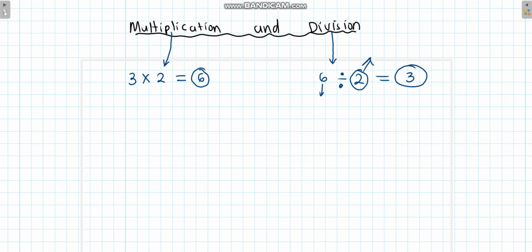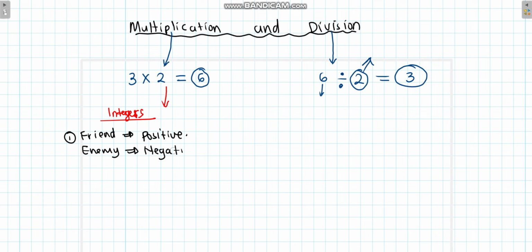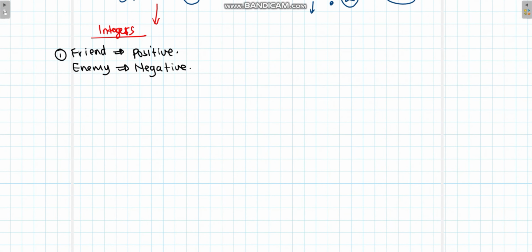So now when we are dividing, there are some other rules that we have to follow from our integers. So now I'll do this thing. I'll say I have a friend, a friend will be representing what? Positive. And then I have the enemy. My enemy is representing what? Negative. Okay. So now let's check what's happening with our friend.